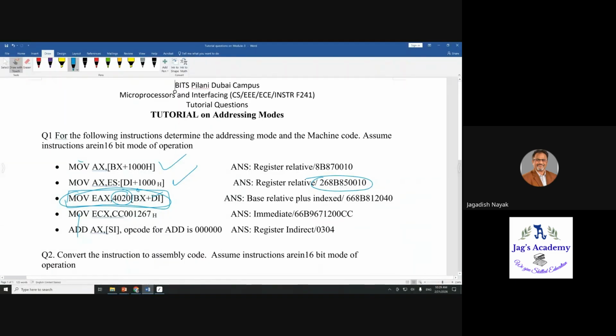Answer is C. Answer is here. Same thing. See, same answer? 66. Now, can you do this one?